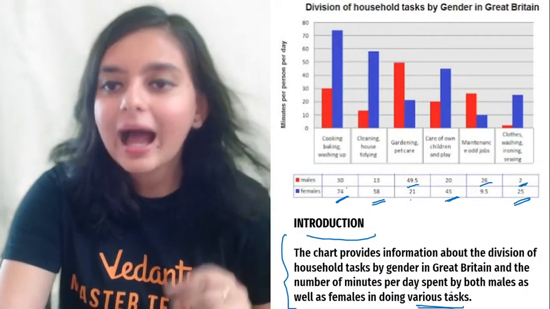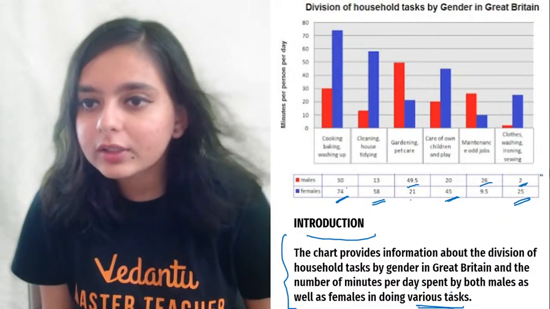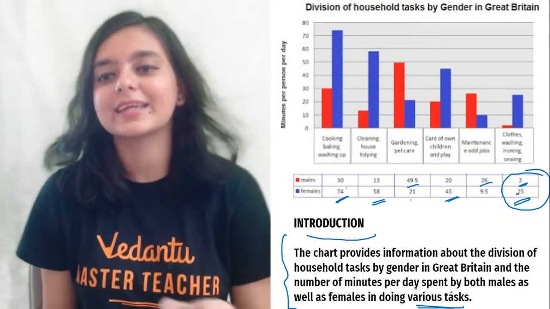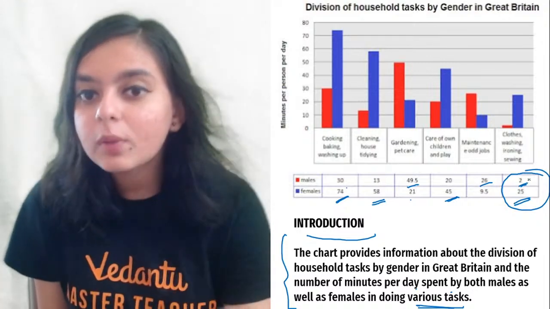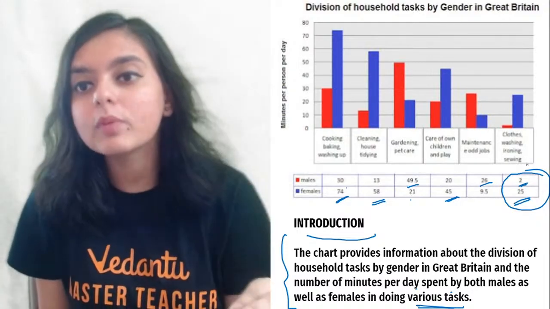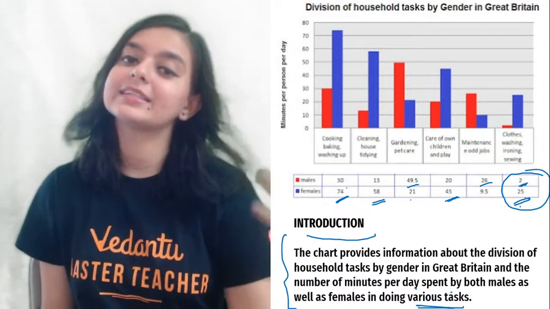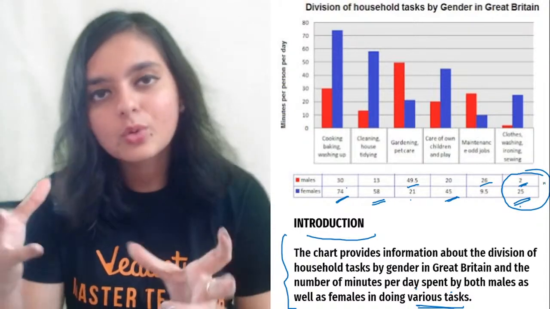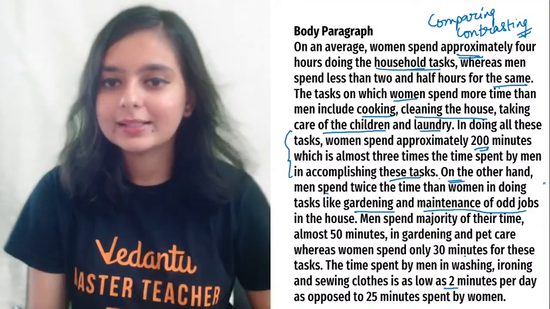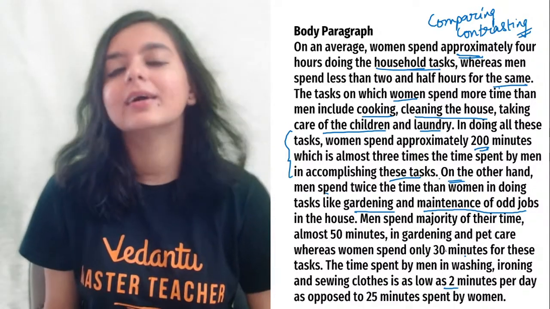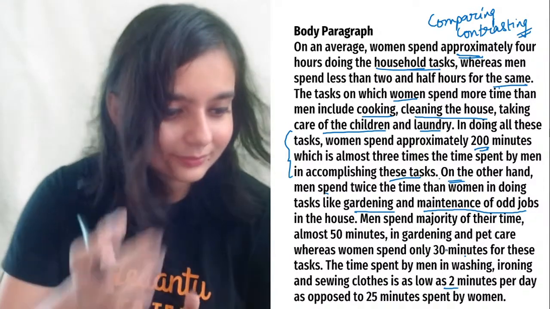So you can check the highest and the lowest. So here this is showing you the highest and the lowest. So lowest is 2 minutes. Males are spending only 2 minutes in laundry work, whereas women are spending as high as 25 minutes. So definitely you can highlight that as well, as just as here it has been highlighted.